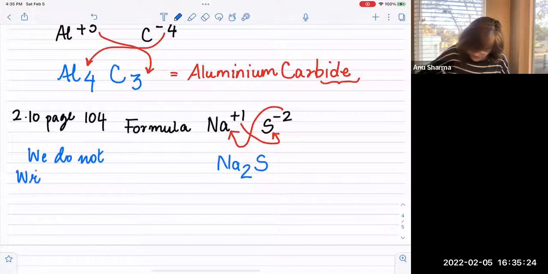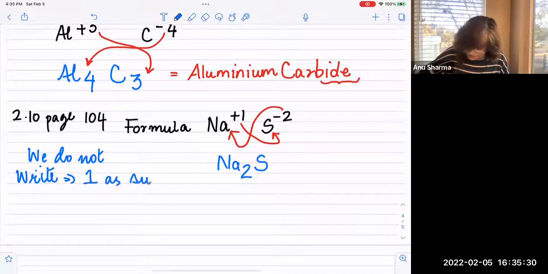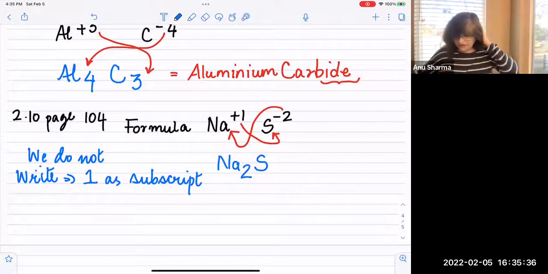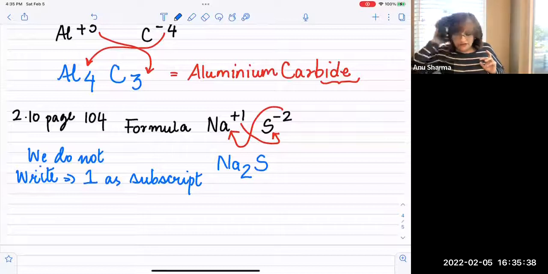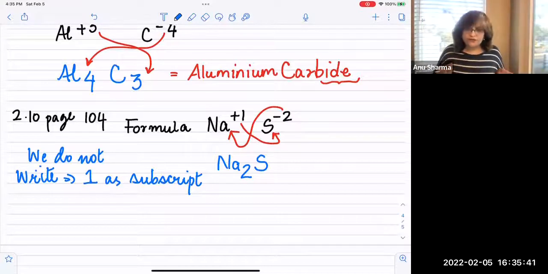Remember, the number 1 we do not write, so we do not write 1 as subscript. Although we brought 1 from the top of sodium here to the base of sulfur, it is not written. So it is just Na2S.